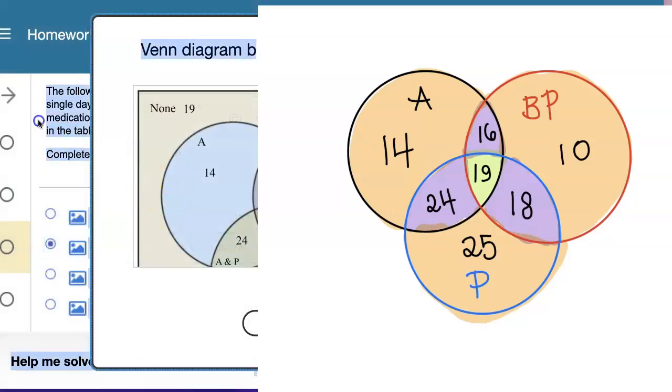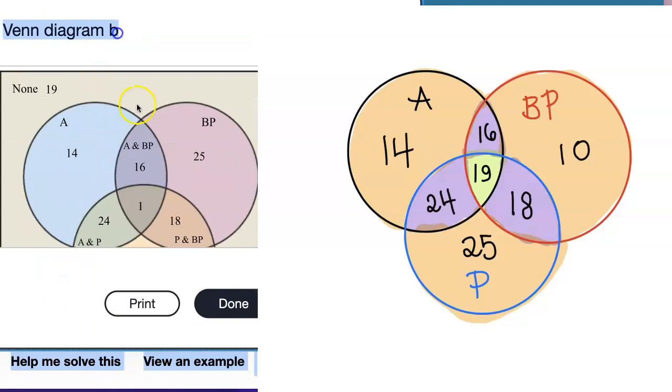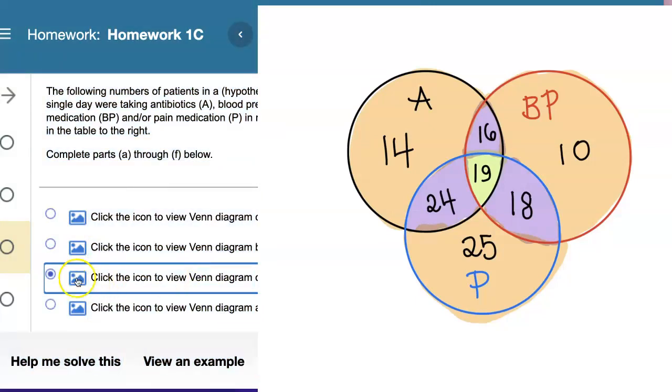What about the second one? The second one, it's totally wrong. See, this one has 1 in the dead middle. I need 19 in the middle. So goodbye, that one. What about the third one?